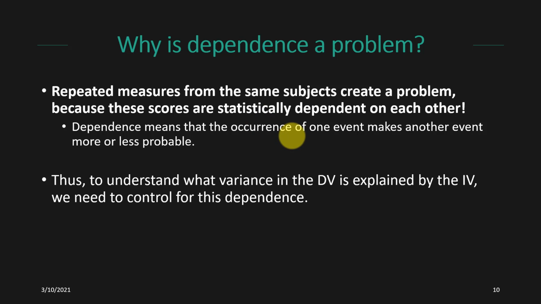And this then confounds what we're trying to understand when we look at the effect of our intervention, which doesn't occur between people, it occurs within people. So to understand what variance in the dependent variable is actually explained by the independent variable, we're going to need to control for this dependence and essentially say, not were you a high or low score, but were you a high score relative to yourself, right? Accounting for what kind of person you are. Did you score high in this condition or did you score low in this condition?